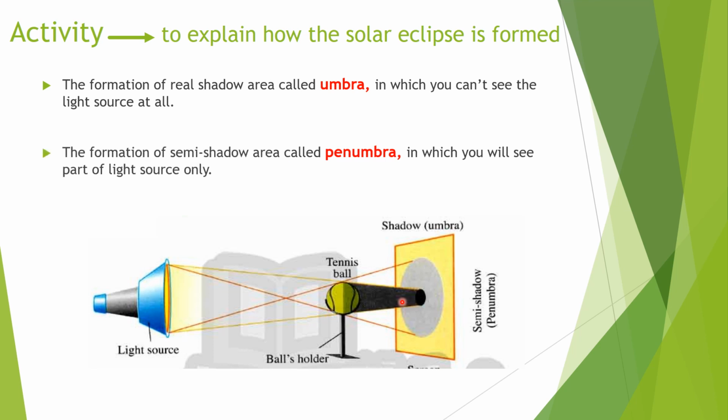the formation of a semi shadow area called penumbra, the fainter area around it that I am marking. So this black part is the umbra, in which you can't see the light source, but also the formation of a semi shadow called penumbra, in which you will see only a part of the light source. So the activity shows the formation of the umbra, which is a real shadow, and the penumbra, which is a fainter area, the formation of semi shadow.